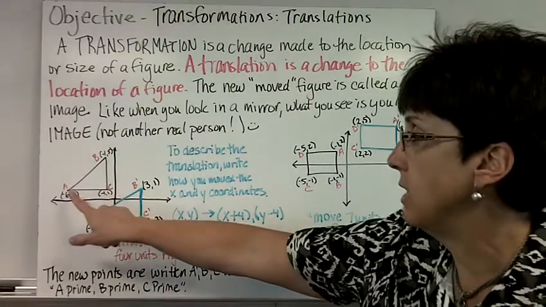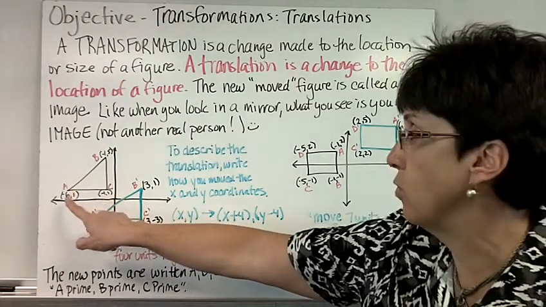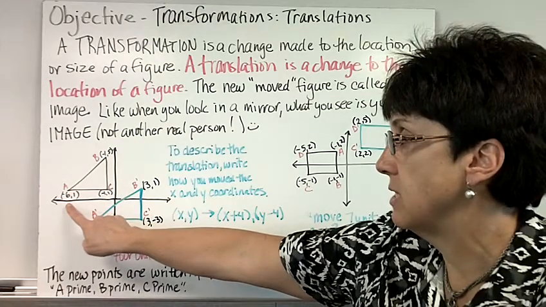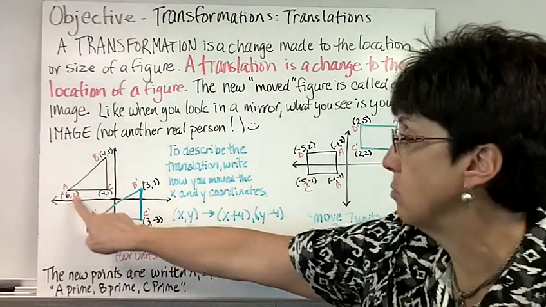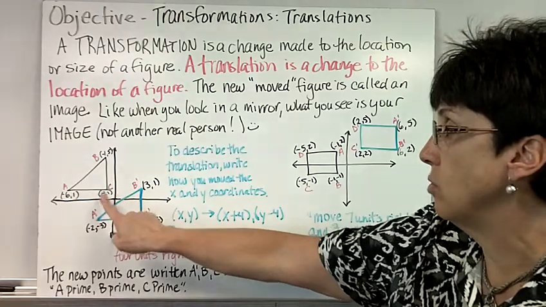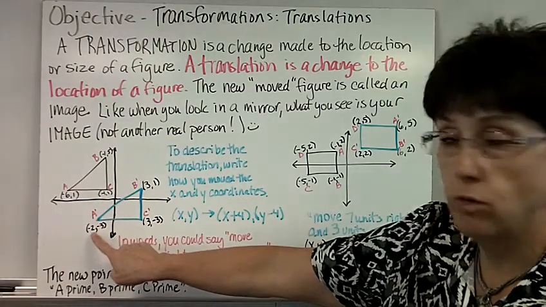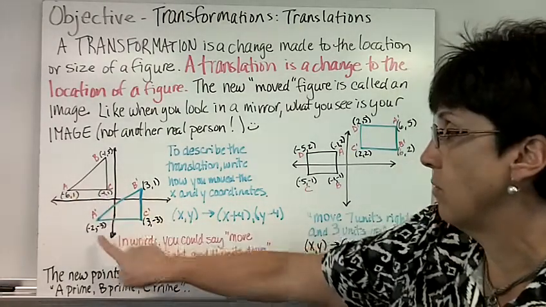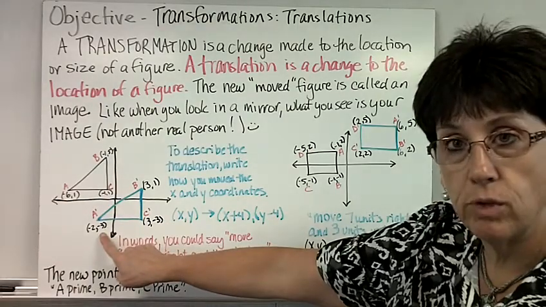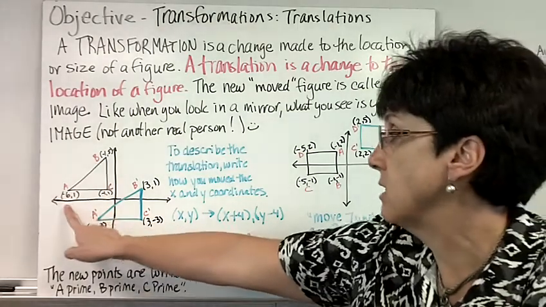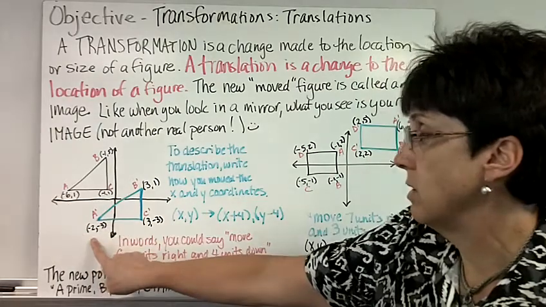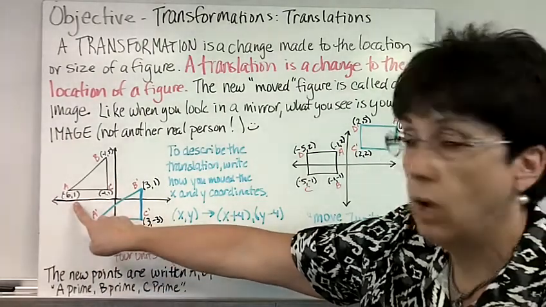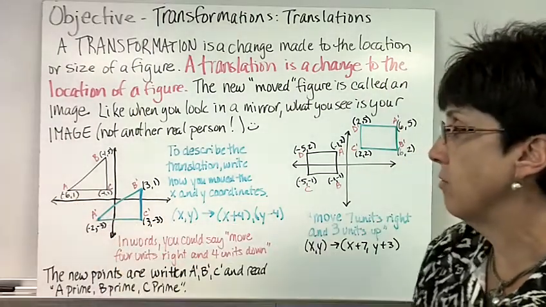So if I take point A, I could move 4 units to the right. So if it's at -6, if I move 4 units, I should be at -2, and then move 4 units down. If I'm at 1 and move down 4, I get to -3. You could do the math with it. -6 plus 4 is -2. 1 minus 4 is -3.